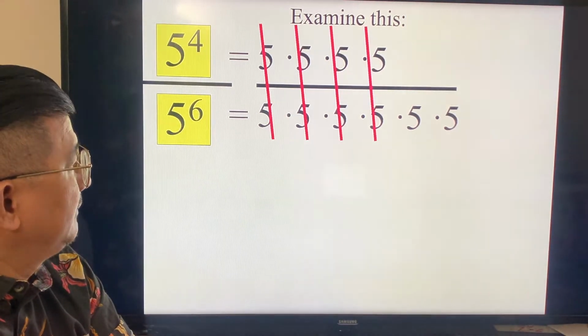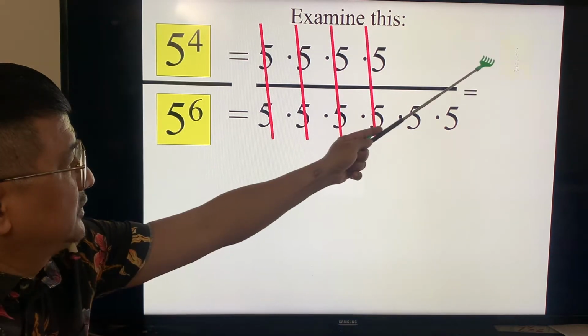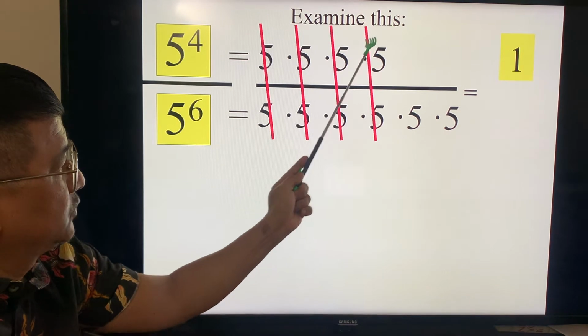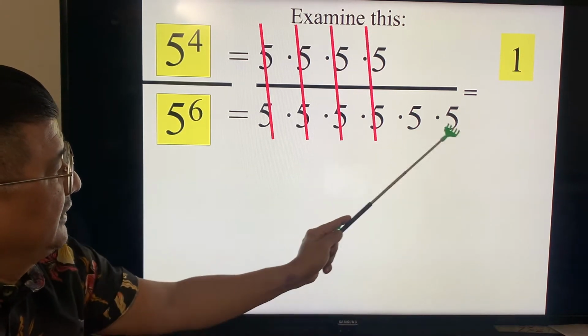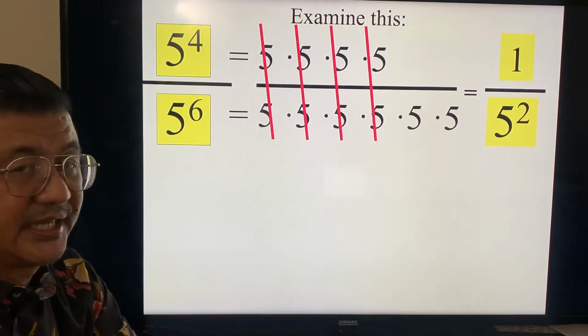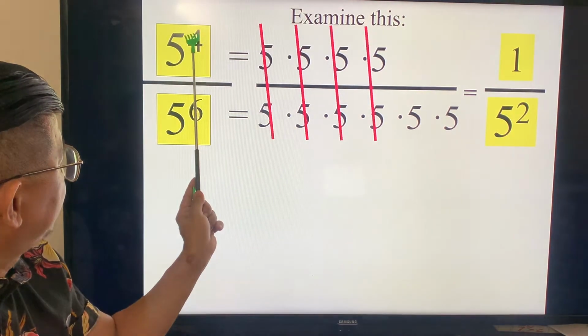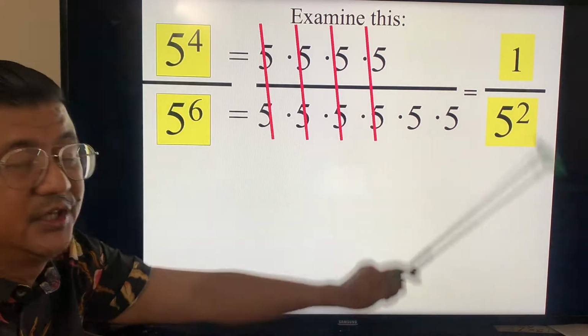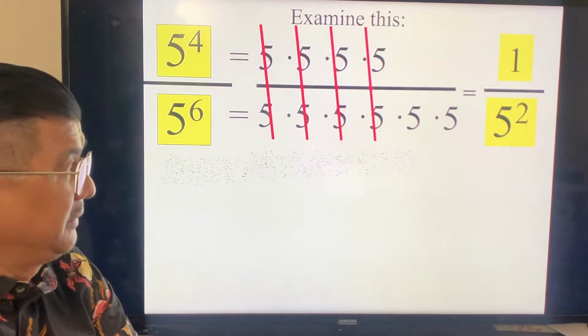So the remaining number would be what? This will be a 1. It's not a 0 because 1 times 1 times 1 times 1 is 1. And the remaining exponent at the bottom will be 5 to the 2nd power. So you could say that 5 to the 4th over 5 to the 6th is equal to 1 over 5 to the 2nd. Remember that.